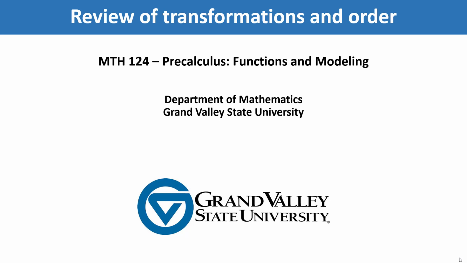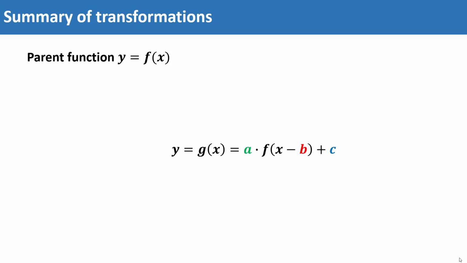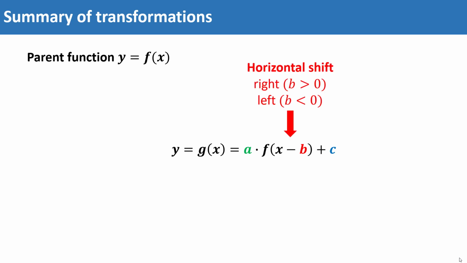Okay, let's summarize your findings from preview activity 1.8.1. We noticed that given a parent function f(x) and the function y = g(x) = a times f(x - b) + c, the real numbers a, b, and c change the function to a related function in special ways. These changes are called transformations.